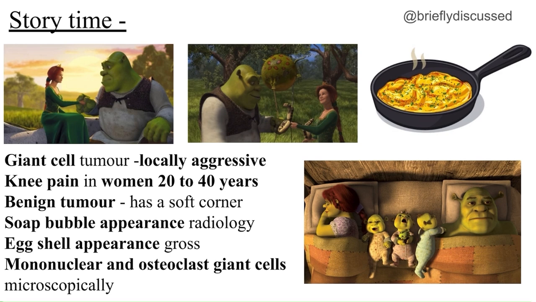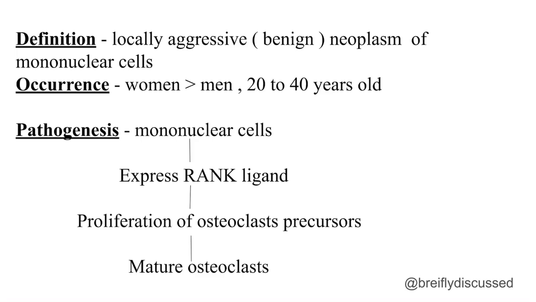And so soap bubble appearance, you can see it on radiological finding. While they are in love, they are making the soap bubbles, they are playing with it and all, right? So correlate the second picture with the soap bubble appearance, which you can find in radiology. Coming to eggshell appearance, she is making him scrambled eggs every morning. So remember that scrambled eggs with this eggshell appearance, which you can see in the gross finding. And the mononuclear cell and the osteoclast giant cell, which you see microscopically, are the children of Shrek and Fiona. So this was a lovely story. Now let us read about the story of osteoclastoma.